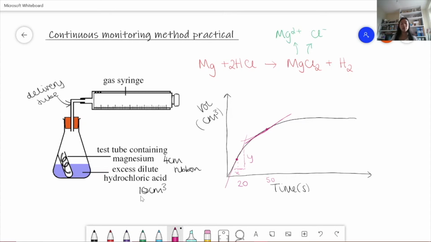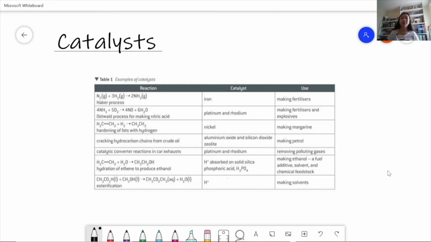So we can monitor how the rate changes throughout the experiment. So now we're going to talk about catalysts and how they affect the rate of reaction. Catalysts are substances that affect the rate of chemical reaction without being chemically changed themselves. So how they end up is the same as how they started, because they're left unchanged. That means that we can reuse the same catalysts for the same reaction again and again.